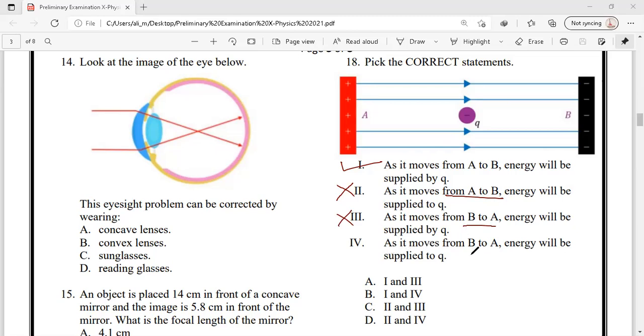As the charge moves from B to A, energy will be supplied to the charge. This is the correct one because when charge moves opposite to the direction of field, energy should be supplied to the charge. So condition 1 and 4 is correct. So option B, 1 and 4, is the correct answer.